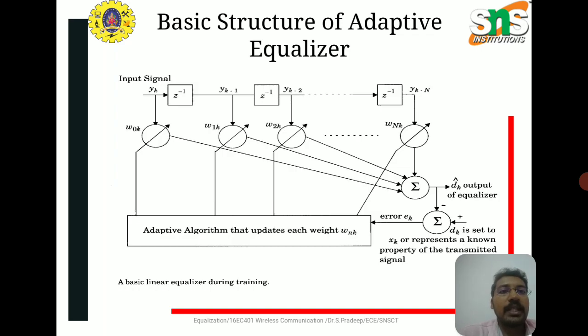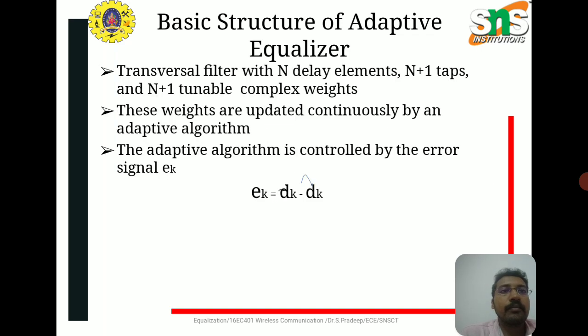This is the basic linear equalizer during training. Transversal filter with N delay elements, N plus 1 taps and N plus 1 tunable complex weights. These weights are updated continuously by an adaptive algorithm. The adaptive algorithm is controlled by the error signal e(k).